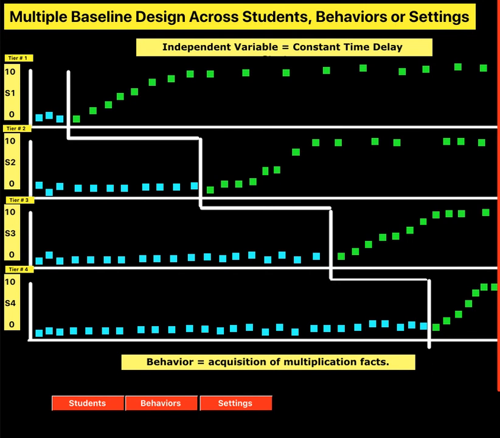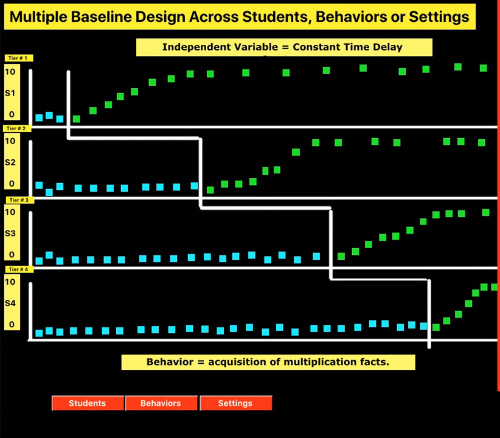We intervened in tier 1. We did not intervene in tier 2, tier 3, and tier 4. Then we intervened in tier 2 because the data was stable and tier 1 had moved to competency. But we intervened in tier 2 in what is referred to as a time-lagged fashion. So there was a time lag between the intervention in tier 1 and in tier 2.